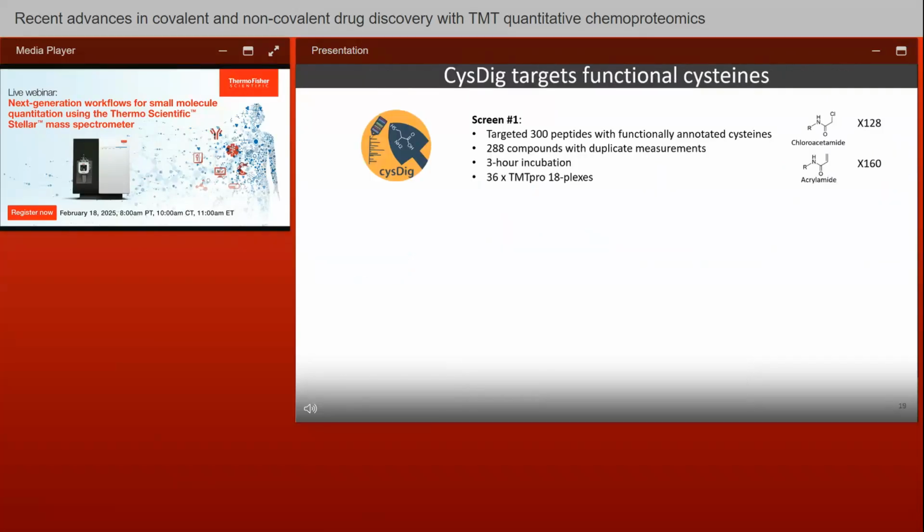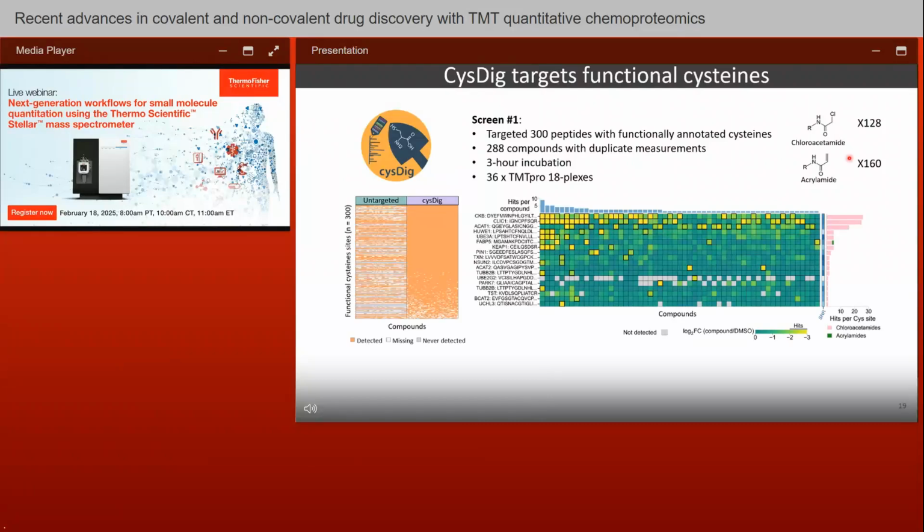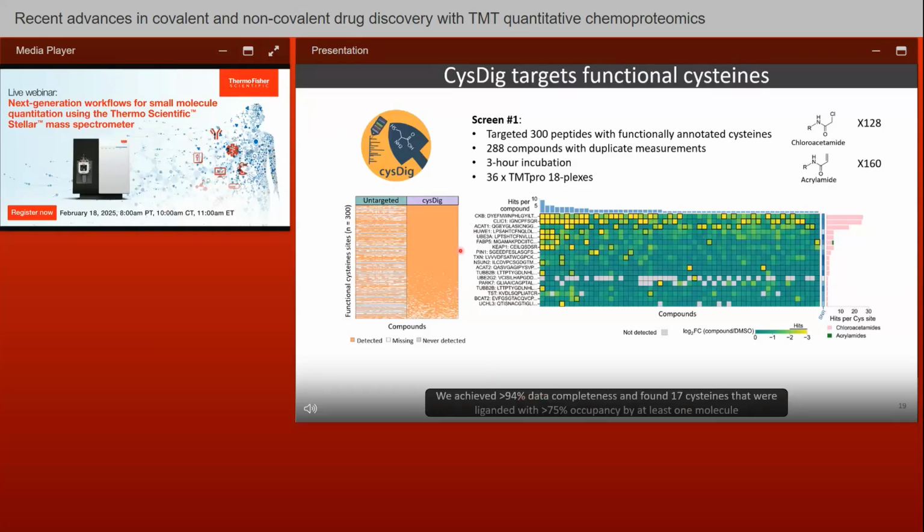So the first screening we did, we targeted 300 peptides with functionally annotated cysteines. These are enzymatic sites or structural cysteines that are proven to be important. We screened 288 compounds with duplicate measurements and 3-hour incubation, which gave us 36 TMTpro 18-plexes. We benchmarked it against the on-target approach, just discovery ABPP, and you can appreciate the missing values. It's a massive amount of missing values in discovery ABPP versus 94% data completeness using CYSTIC. And we found this many cysteines that have at least one good ligand that can bind 75% of it.